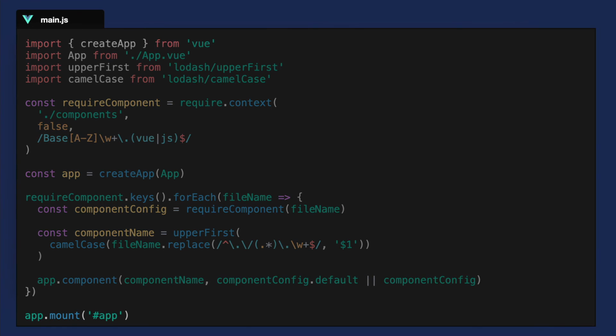We wrap up the file by mounting our application into the element with an ID of app. This bit of code may seem daunting at first, but once you add it to your application, you can forget about it and let it do its work of auto-importing your base components for you.